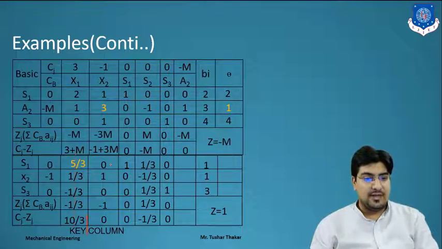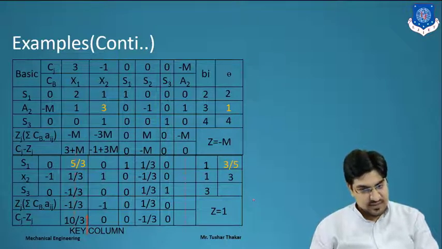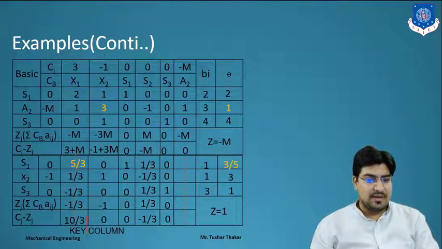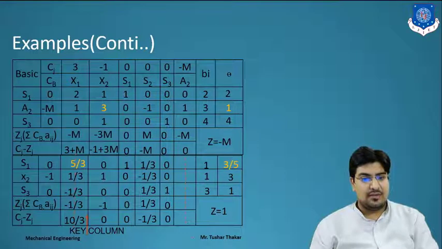So we have to divide the bi value by the key element for finding theta. So 1 by 5 by 3, that is 3 by 5 for the theta value. 1 by 3 divided by 1 by 3, that is 1 value, and here simply 1 value, right? So here we can get the values, and we put this in the iteration.